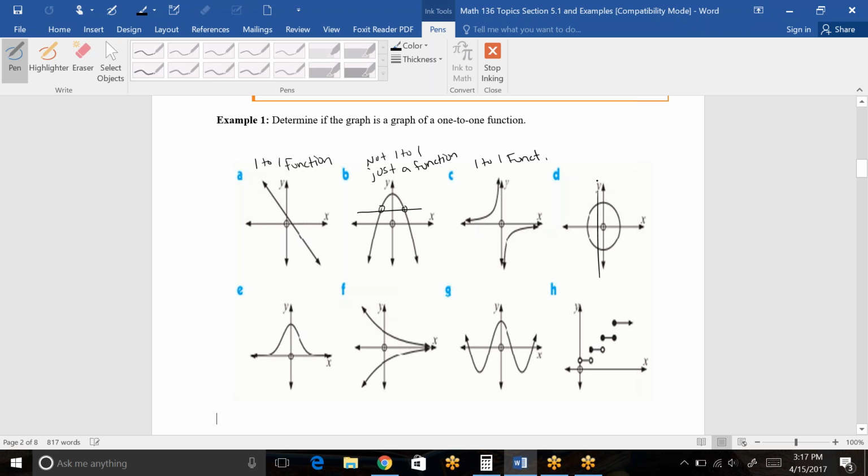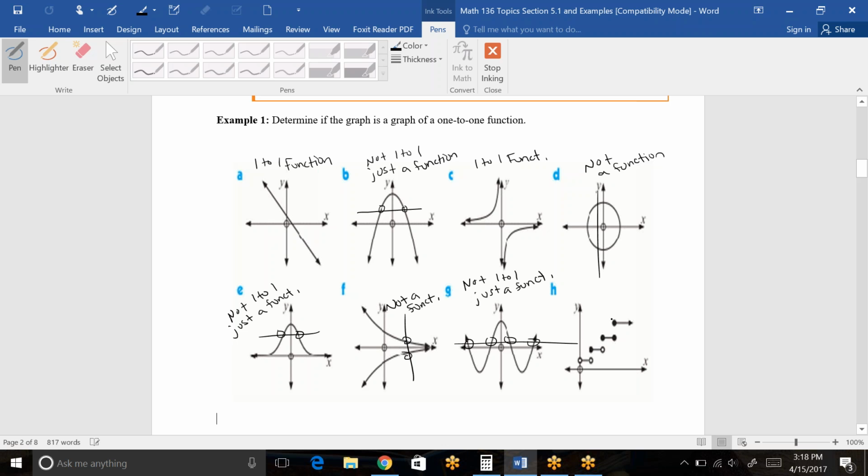This one does not even pass the vertical line test. So obviously we don't even care about the horizontal line test because this is not even a function. This one passes the vertical line test but fails the horizontal. So not one-to-one, just a function. This one fails the vertical line test, so not a function at all. This one passes the vertical line test but definitely fails the horizontal line test on multiple accounts. So this is not one-to-one, just a function.